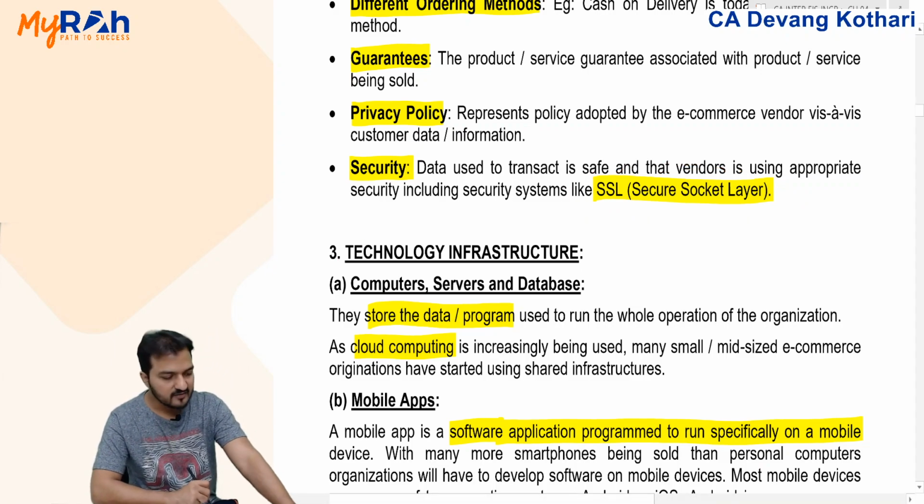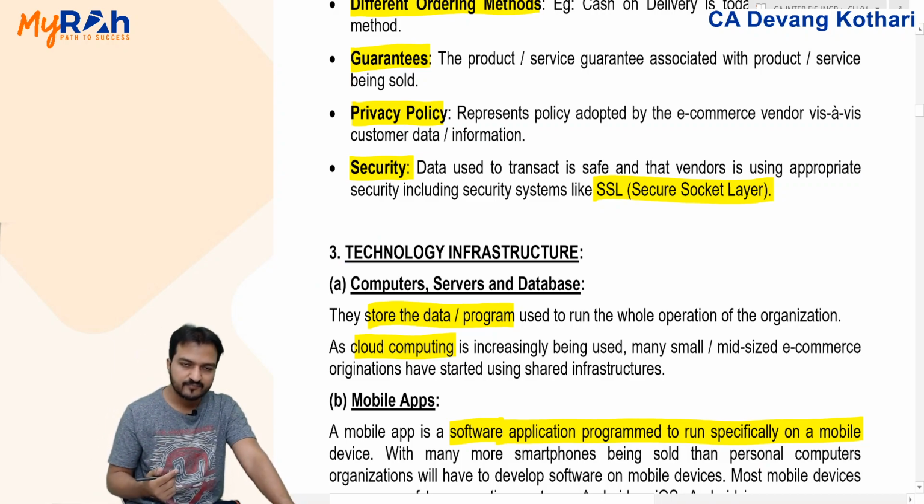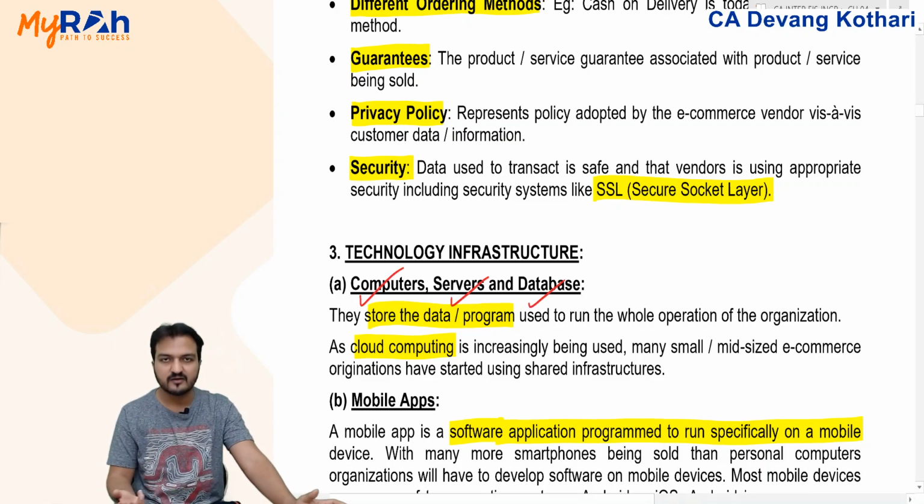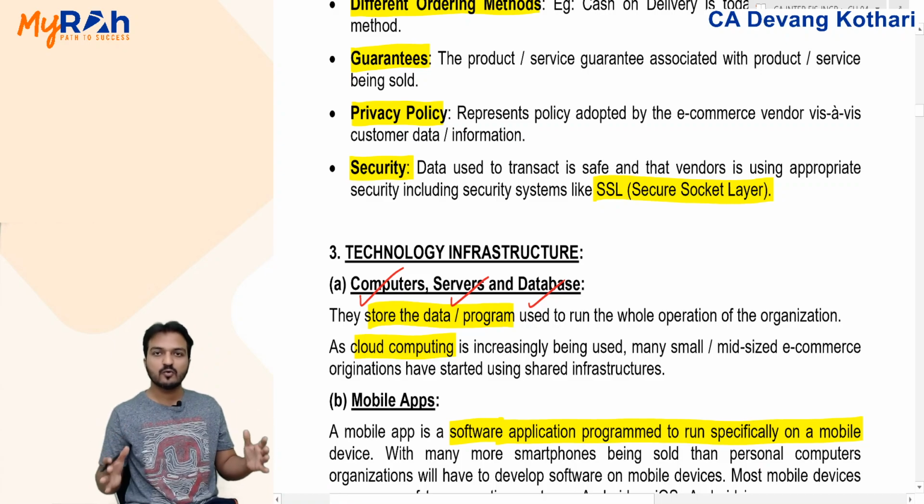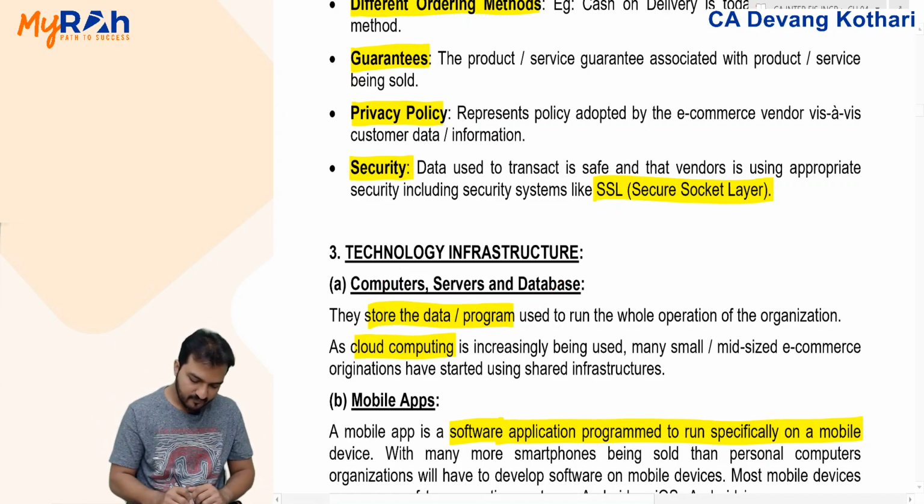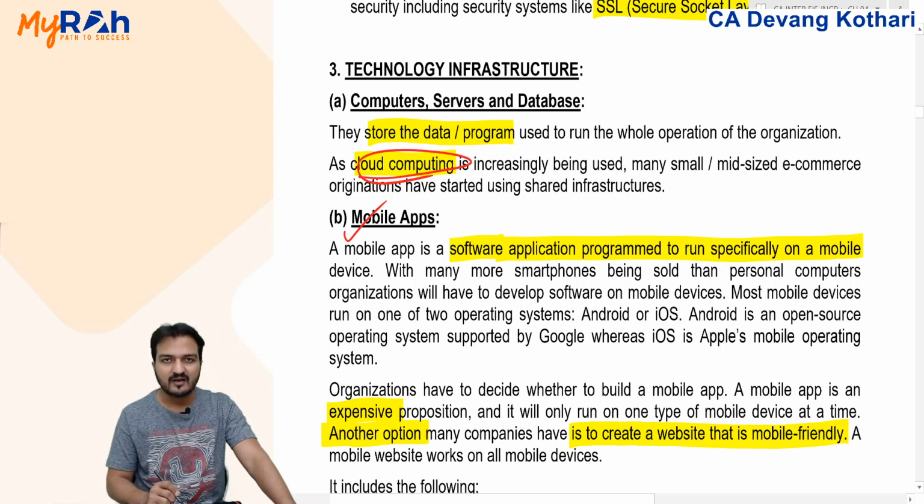Technology. Well, another component needed is technology. Various technologies are needed for setting up the e-commerce, like computers, servers, databases. Naturally, an e-commerce network will contain many computers, many servers, databases and all. They store the data, programs. They also use cloud computing for that matter. Mobile apps. Well, they also use mobile apps.